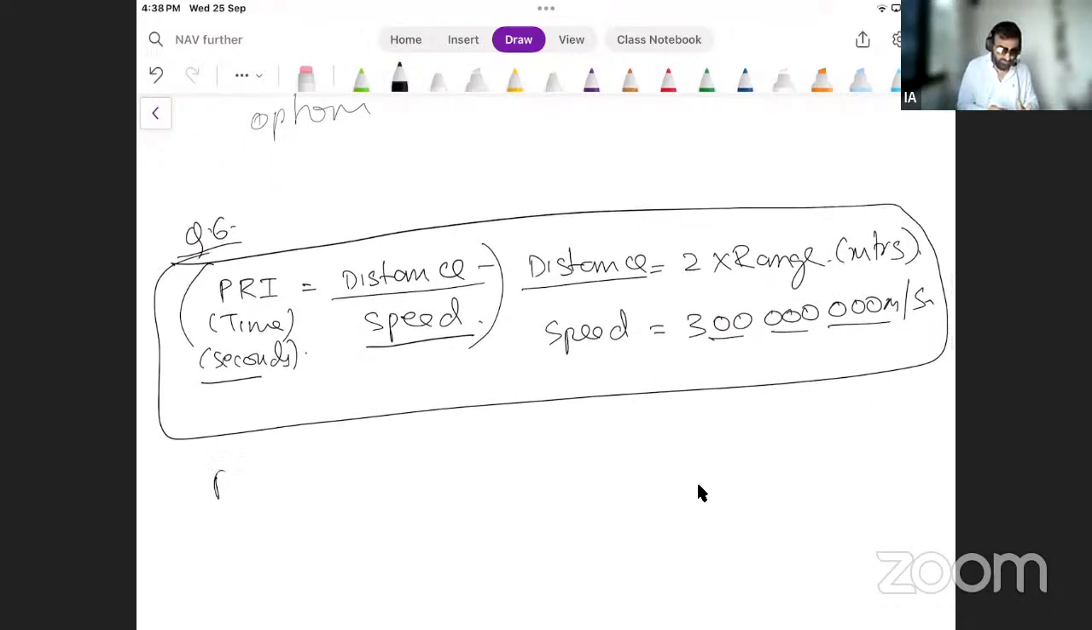What I'm telling you is that for PRI, remember the formula and remember the units: seconds, distance will be twice the range in meters, and speed will be in meters per second. The second formula that we need is PRF. PRF is equal to 1 upon PRI. Very simple. So first we find PRI based upon the range given to us. Everything else is available, basically the speed of light. And then using this formula, we find PRF.